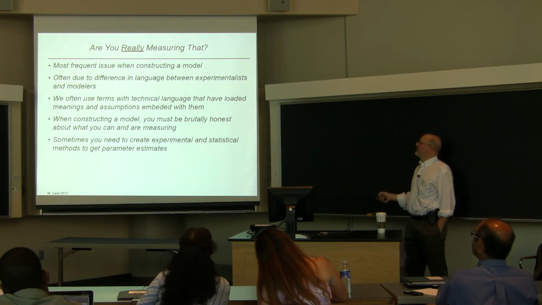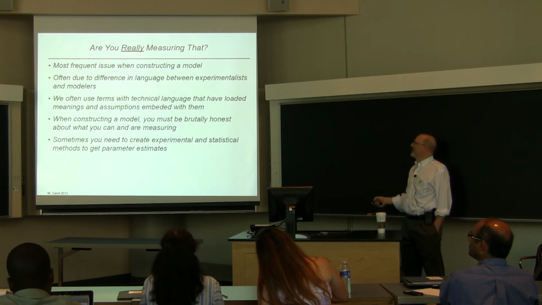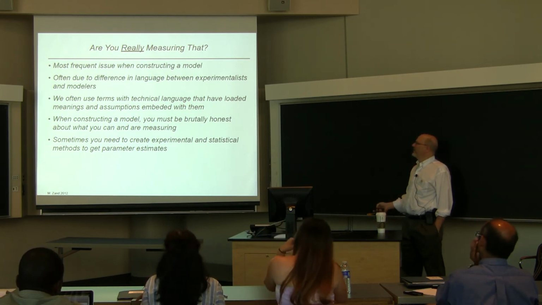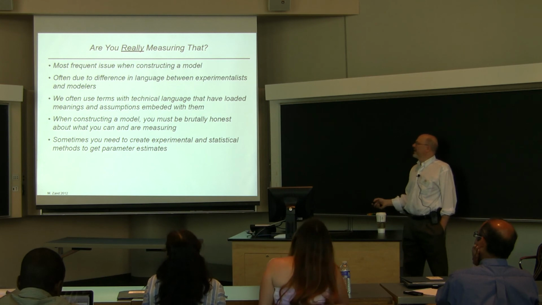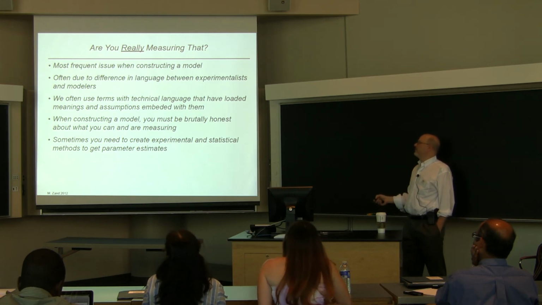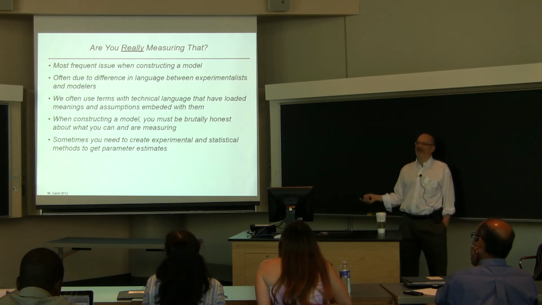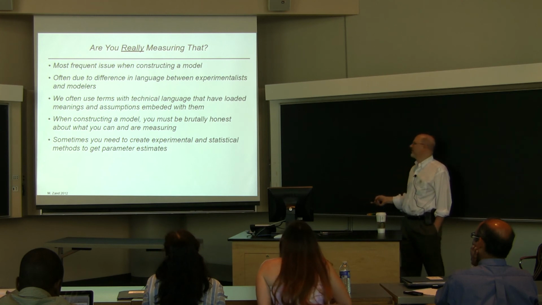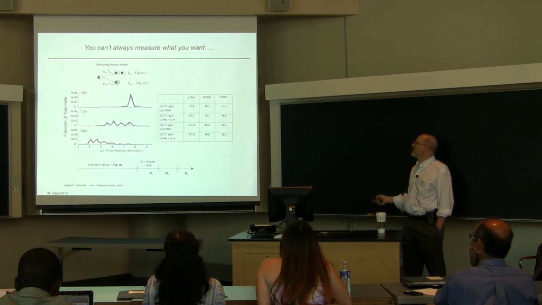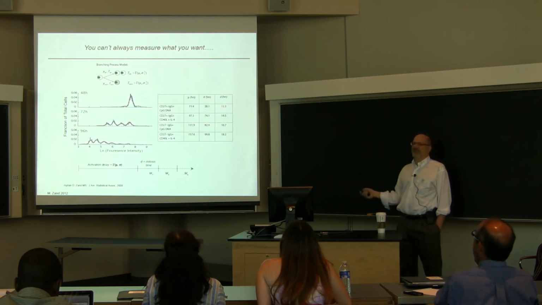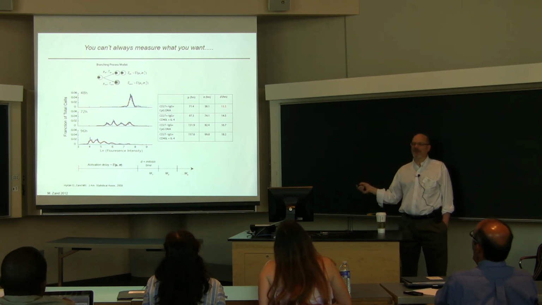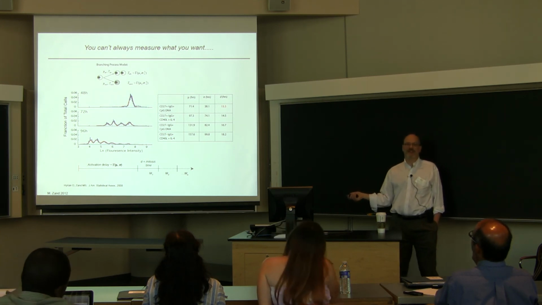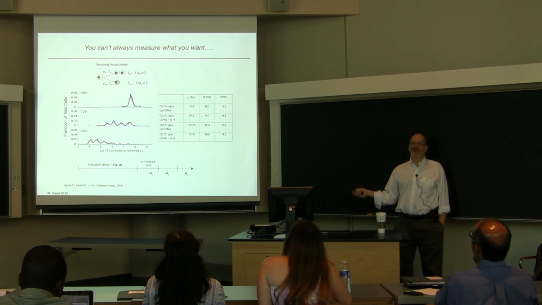So most frequent issue in my experience when constructing a model, often due to differences in language, technical language, and when you're constructing a model, you've got to be brutally honest about what you can and are able to measure and are measuring. And sometimes you need to create new experimental and statistical methods to get your parameter estimates. Okay, so for example, in this model we need to measure the rate and time that it takes for cells to divide. Okay, we're not doing video microscopy. Okay, so what are we measuring?